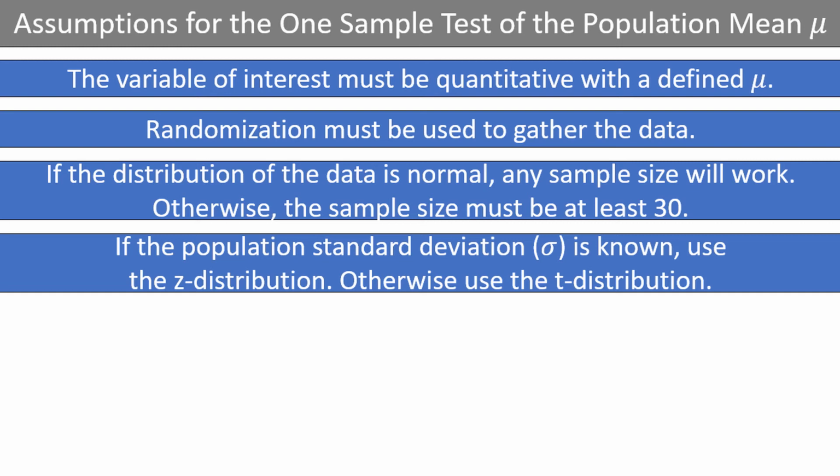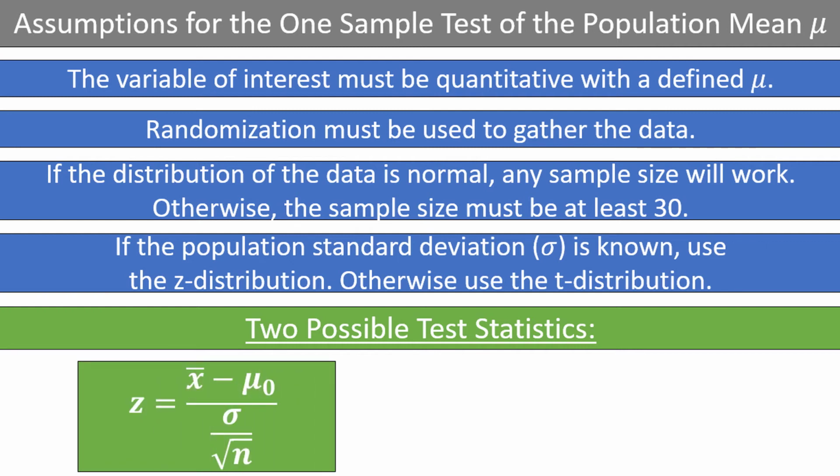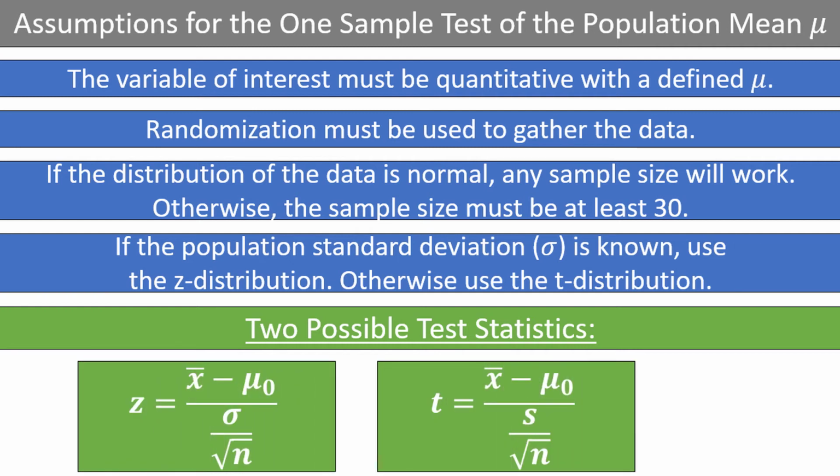The procedure is almost identical for using the z or t distribution. The only difference is the calculation of the test statistic and p-value in step 3. For the z distribution, we will use this formula for the test statistic, and for the t distribution, we will use this formula. In the t-test statistic, we use the sample standard deviation s, as the population standard deviation sigma is unknown. Recall that in order to use the t-distribution, we also need the degrees of freedom, which are the sample size n minus 1. We will look at examples using both distributions in this video. Let's look at our first example.